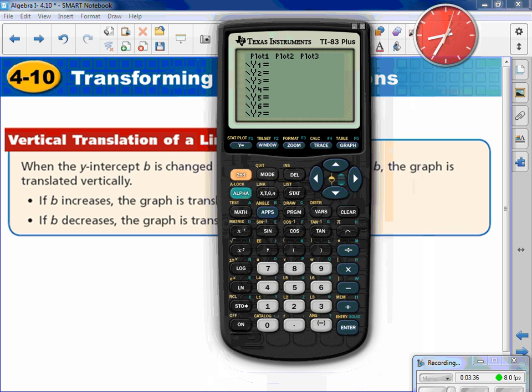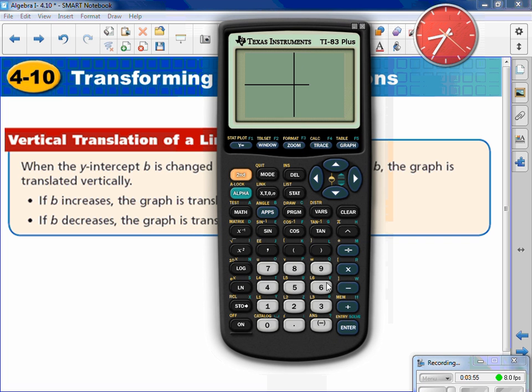So give me an equation. y equals 2x plus 4. I don't want to do 50. Let's do 4. There's a reason why I don't want it too large. The calculator screen only goes 10 in each direction right now in the standard window. So here is the equation we just made up.